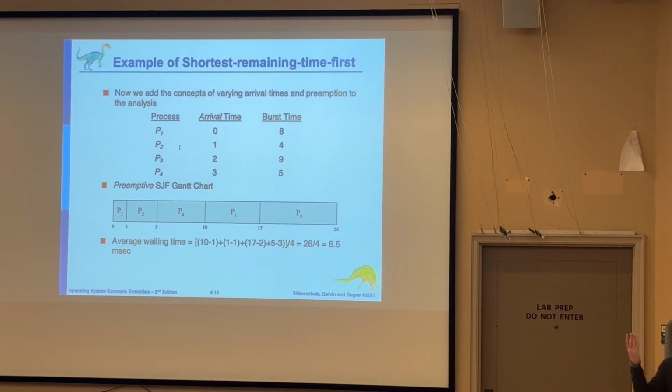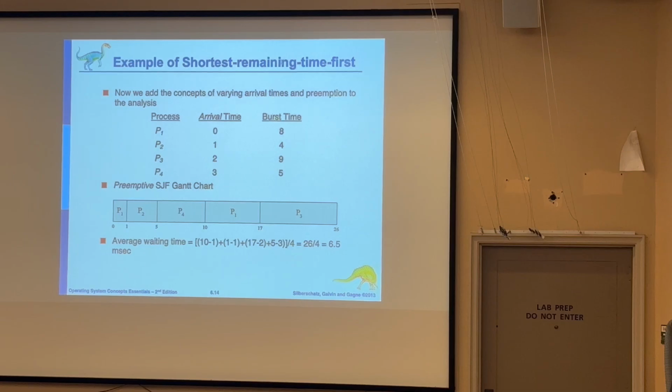In the previous shortest job first scheduling algorithm, you assume that the set of jobs arrive at approximately the same time. But here, P1 arrives at time 0, P2 arrives at time 1, P3 at time 2, P4 arrives at time 3. Because they arrive at different times, the theoretical guarantee of the shortest job first algorithm does not make sense anymore. The intuitive idea is that we use the shortest remaining time first.